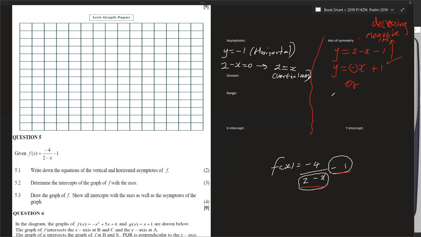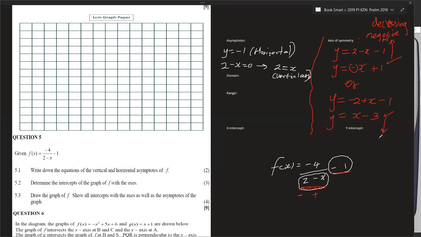Or the second axis of symmetry line is given by this. You go to your function, you see on your bottom, you only switch the signs of the bottom. So this is a plus, it's gonna be a minus. That one, it's a minus, it's gonna be a plus. The value of q remains the same and the sign remains the same. So I'm gonna have -2 plus x minus 1. You only switch the bottom, which is x minus 2. Then this is your other axis of symmetry line.